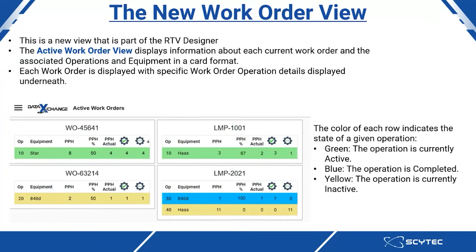And piggybacking off of that, this is something that just came out in our newest DataXchange release that came out this month of July 2026. This is a new active work order view that displays information about each current work order and the associated operations and equipment in a card format.